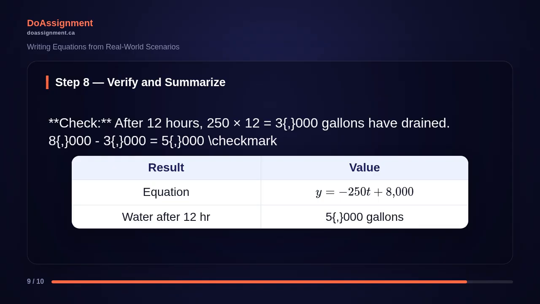To summarize, the equation in slope-intercept form is y equals negative 250t plus 8,000, and after 12 hours, 5,000 gallons of water remain in the pool.